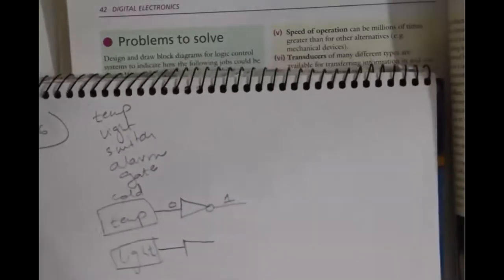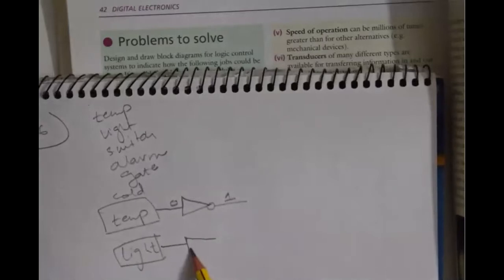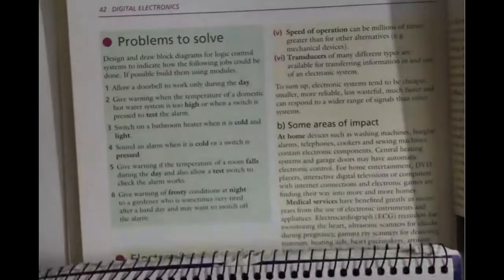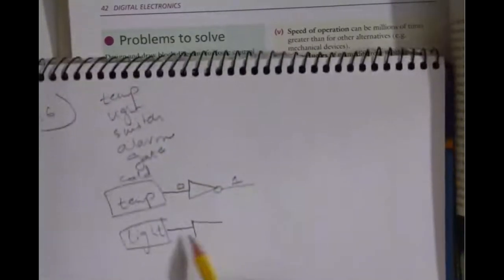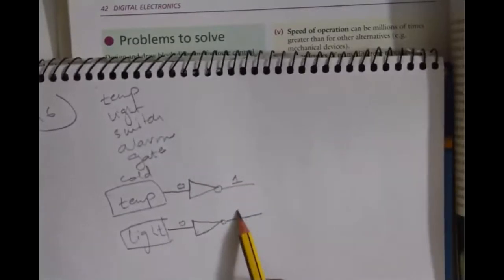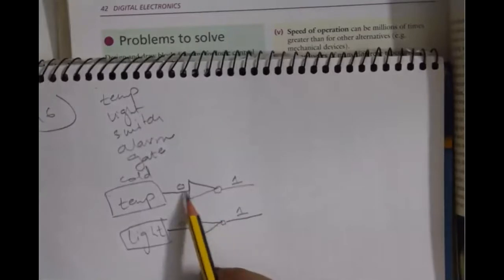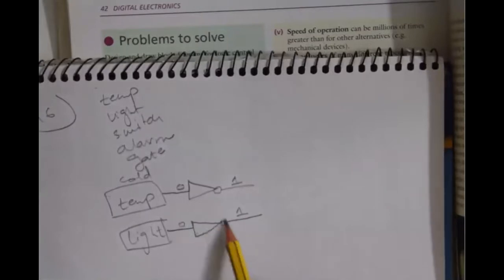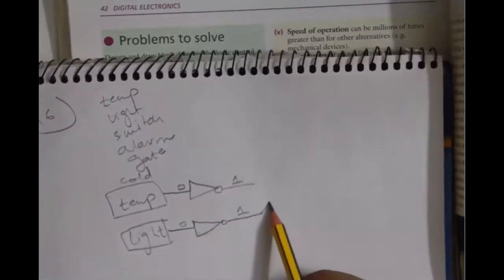So they're talking about night time, so the light sensor will give me a 0. I want to flip it around and give me a 1. And since the NOT gate can only have one input, that's why I'm putting separate NOT gates.